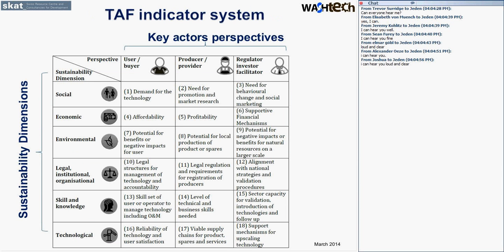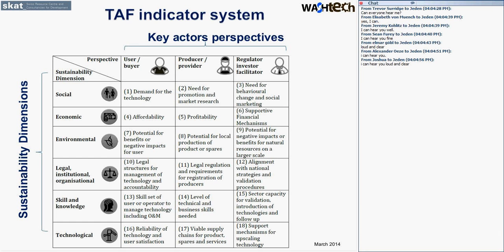Next slide, please. In the TAF, 18 indicators, as I mentioned, are used for conducting a comprehensive assessment. And on the slide, you see a matrix of these 18 indicators. On the vertical axis of the matrix, there are 6 sustainability dimensions: the social, the economic, the environmental, the legal, institutional, organizational dimension, skill and knowledge, and finally, the technology itself. On the horizontal axis, you see 3 columns, and they represent the perspectives of the key actors involved in the development and in the introduction of technologies.